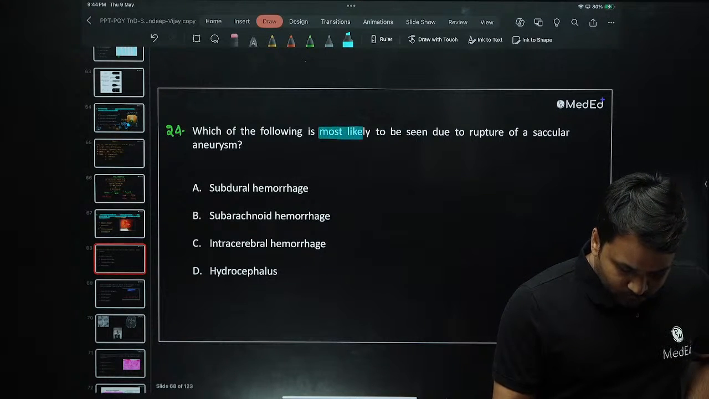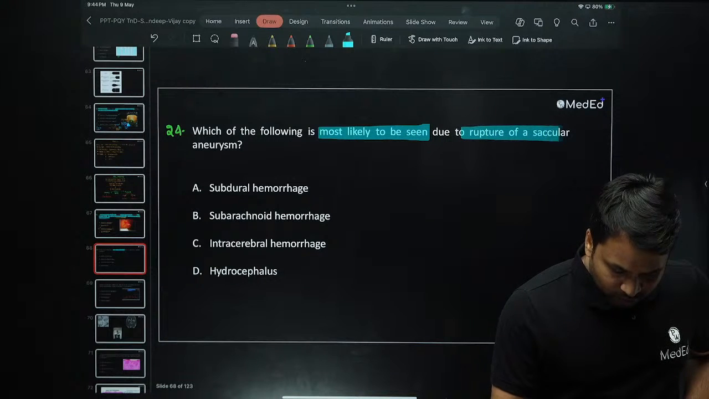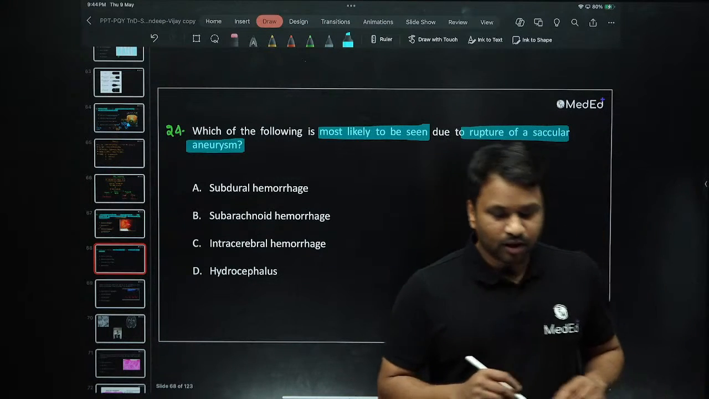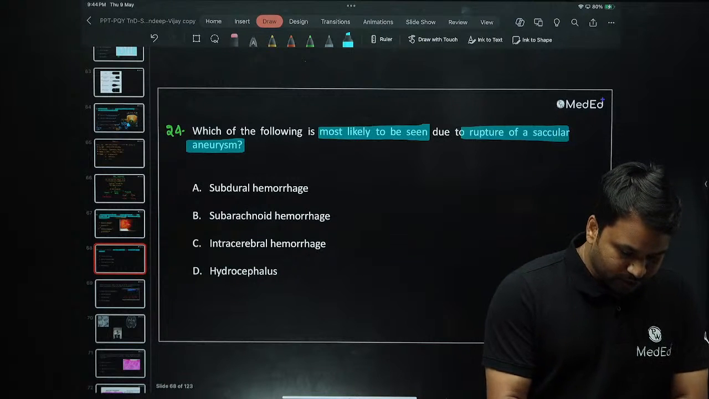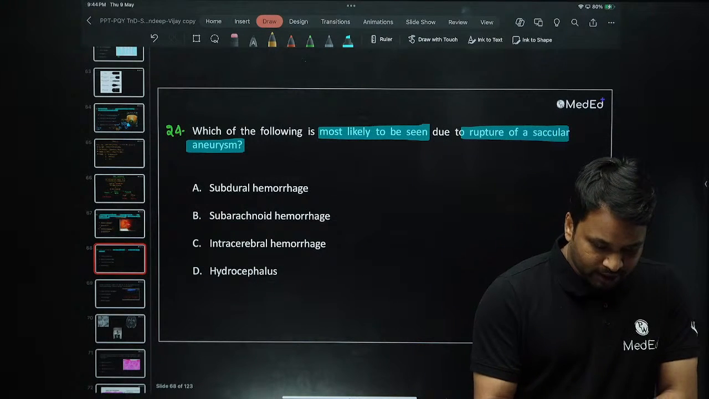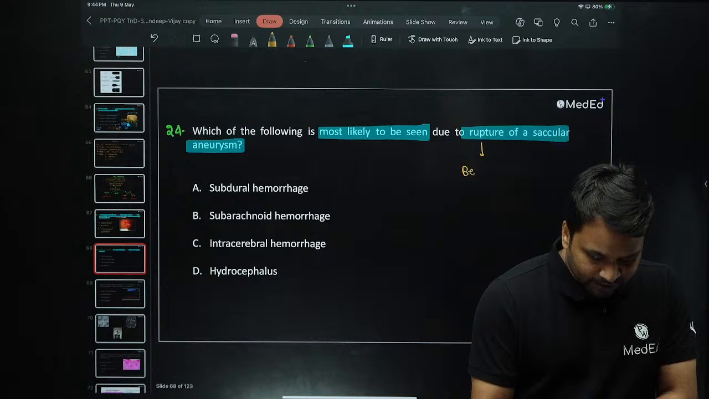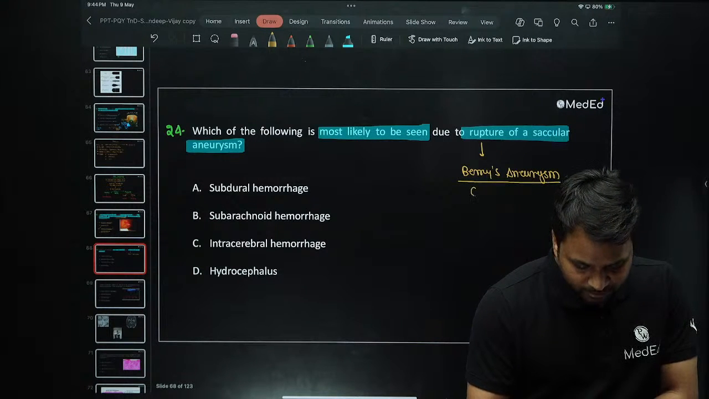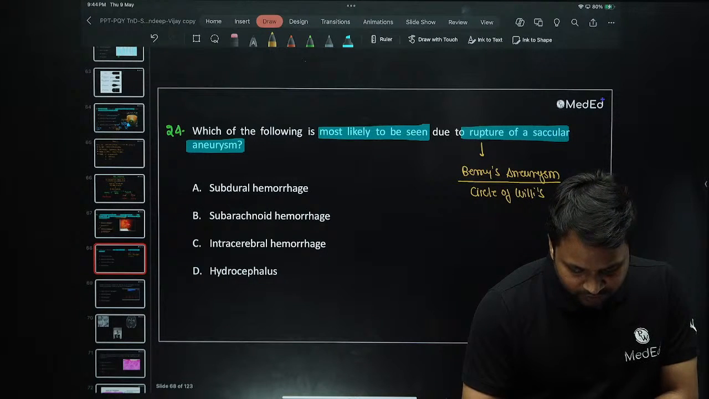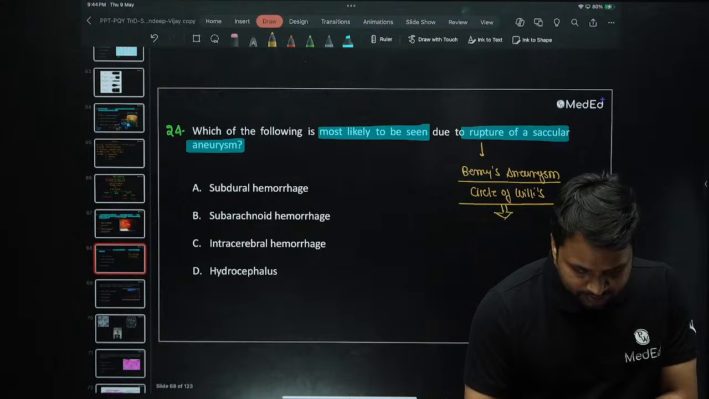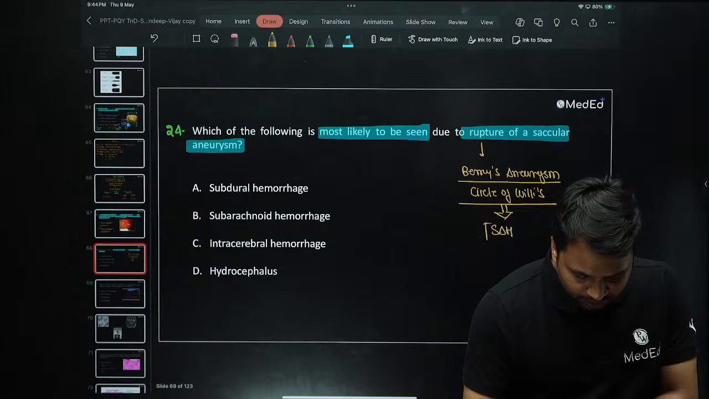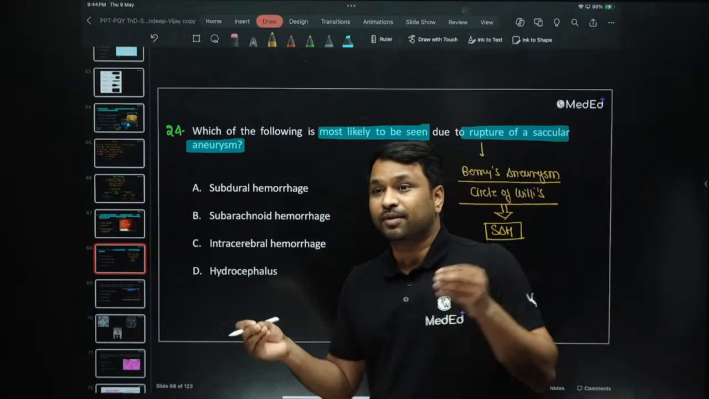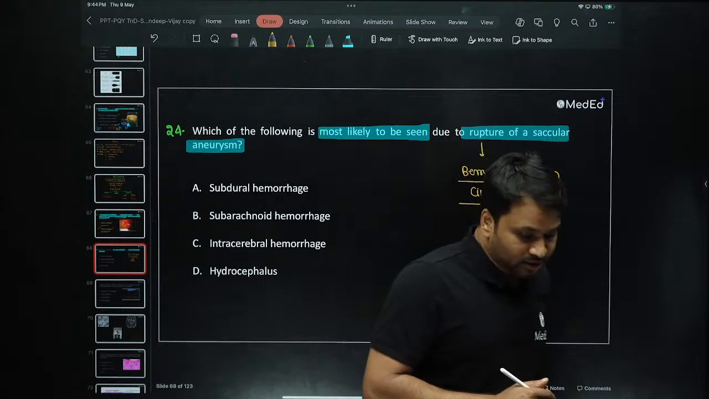Which of the following is most likely to be seen due to rupture of saccular aneurysm? When you talk about aneurysm, you look at the options, all of them are intracranial. So here we are talking about rupture of Berry's aneurysm. Berry's aneurysm arises from the circle of Willis, and remember, the circle of Willis is present in the subarachnoid space. So when it ruptures, it will rupture into the subarachnoid space. Hence, it is going to be subarachnoid hemorrhage.